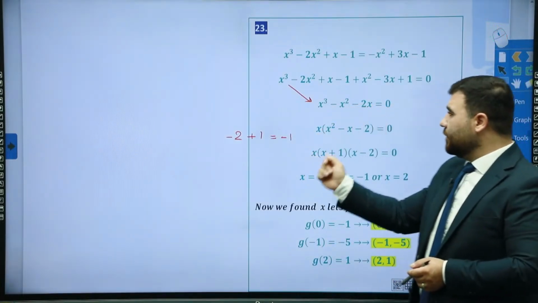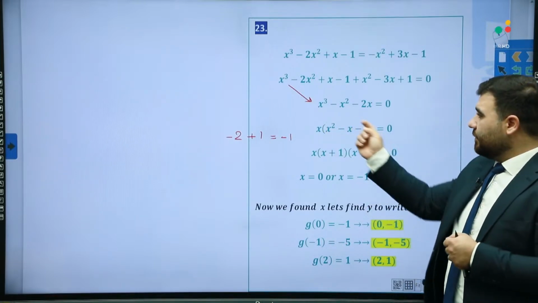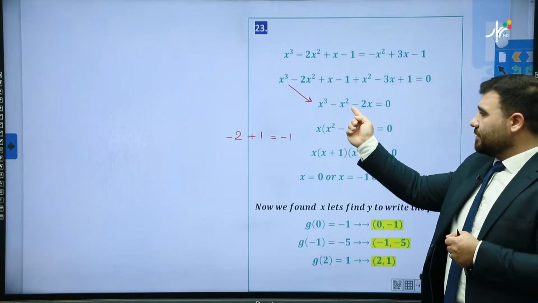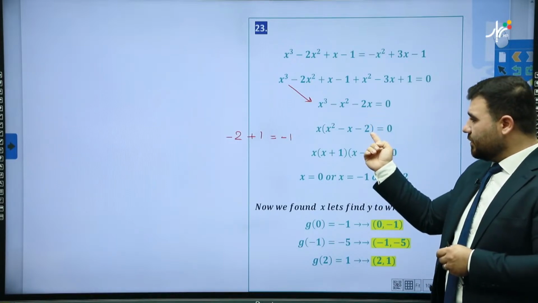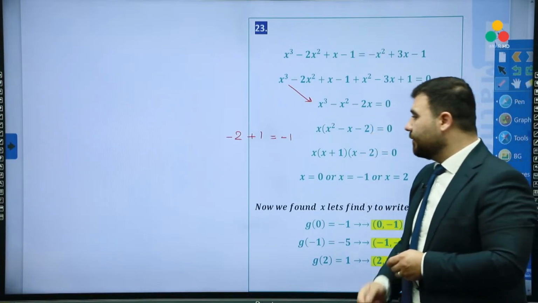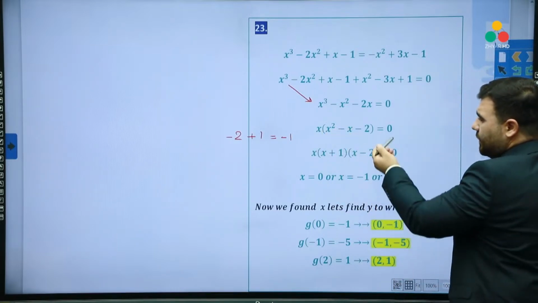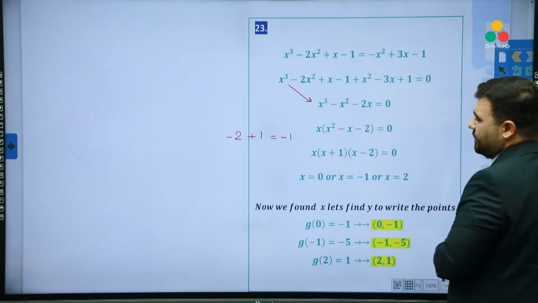For cubic functions, when you see x, take one x as common factor. Then if I take one x from x cubed, x squared remaining. Take one x from x power 2, x power 1 remaining. Take one x from 2x, only 2 is remaining. Now I have 0 product. X multiplied by this quadratic, the result is 0. So either x is 0 or this quadratic is 0.